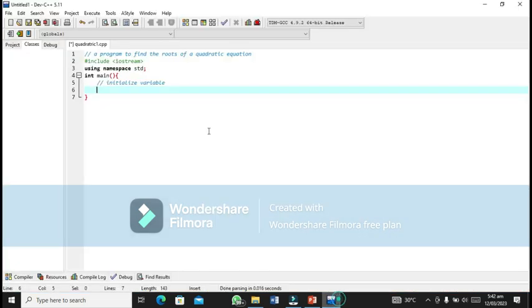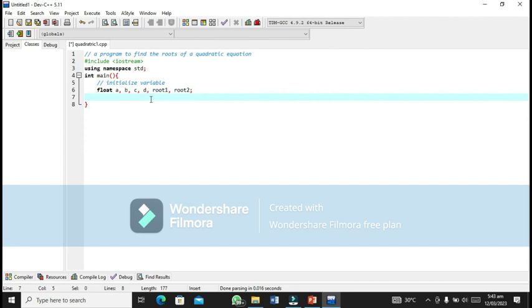Since that is the case, we already know that float and double are compatible for holding values that have decimal points. So we can just go ahead and declare them as floats: a, comma b on one line, comma c, comma d for the discriminant, root 1 to hold the value of root 1, and root 2 to hold the value of root 2. Now, this is our variable declaration.